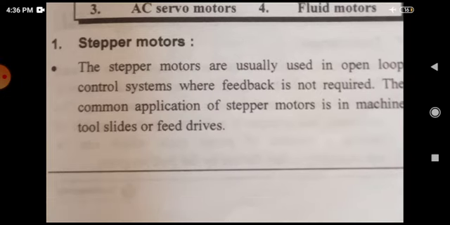First one is stepper motor. The stepper motors are usually used in open loop control systems where feedback is not required. The open loop system and closed loop system, both we have discussed. The common application of stepper motor is in machine tool slide or feed drives.